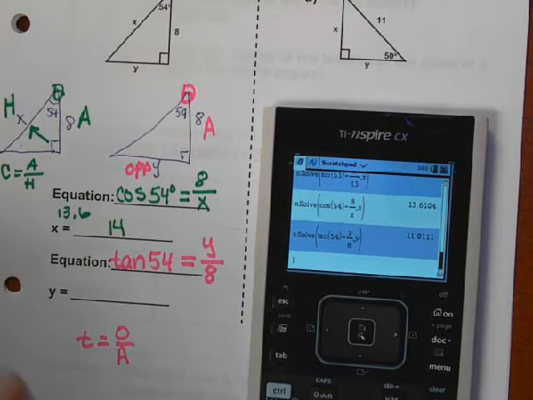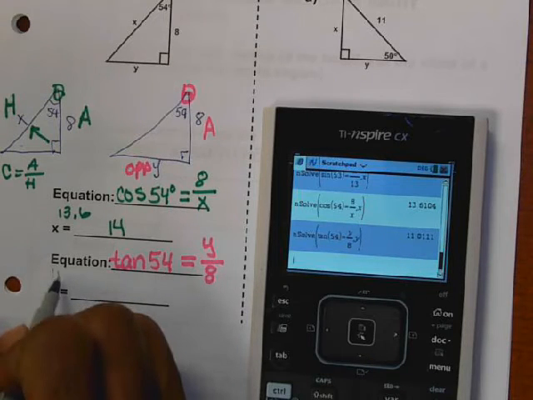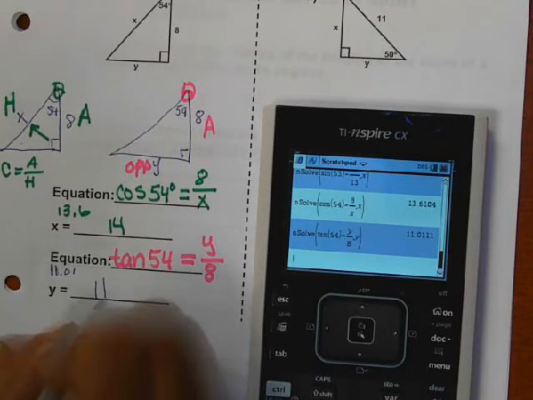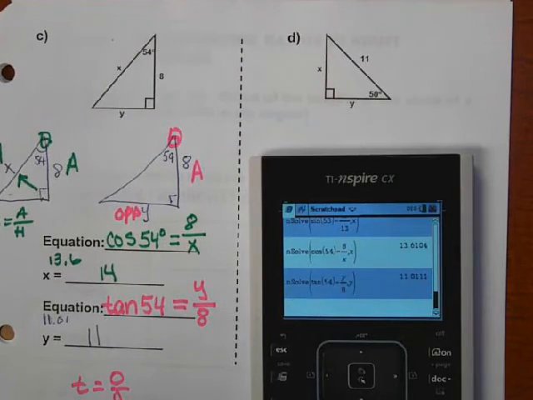So I see that y is approximately 11.01. So rounding to the nearest whole number, y would be 11. I think you've got the hang of it. Okay.